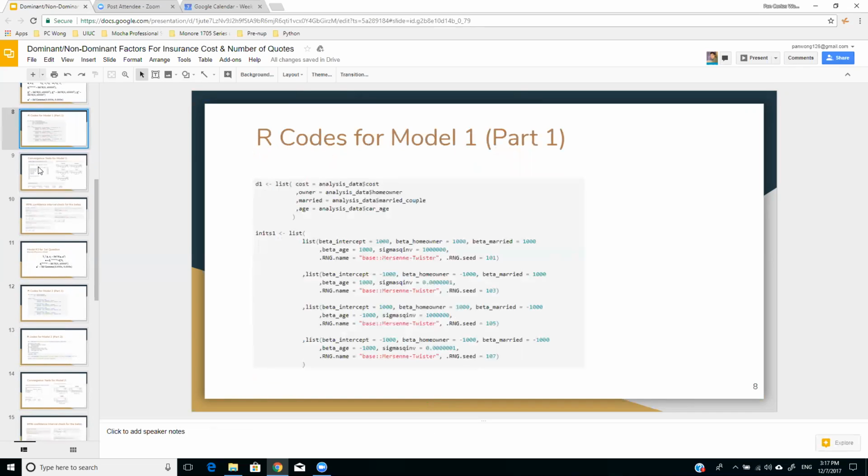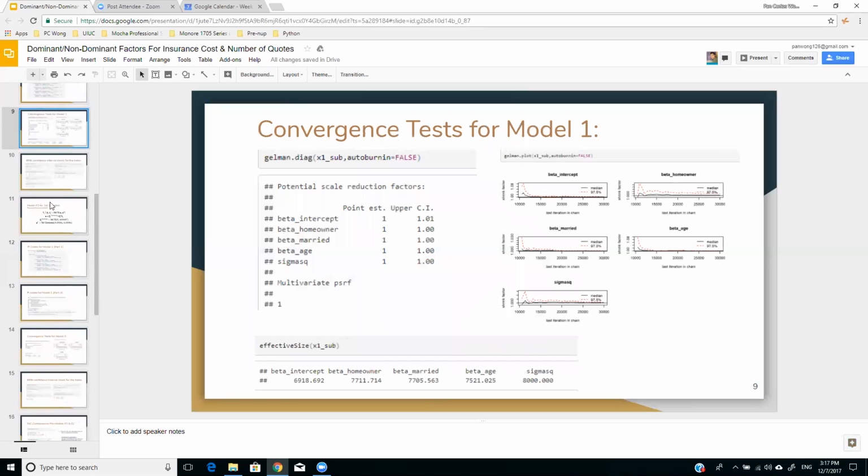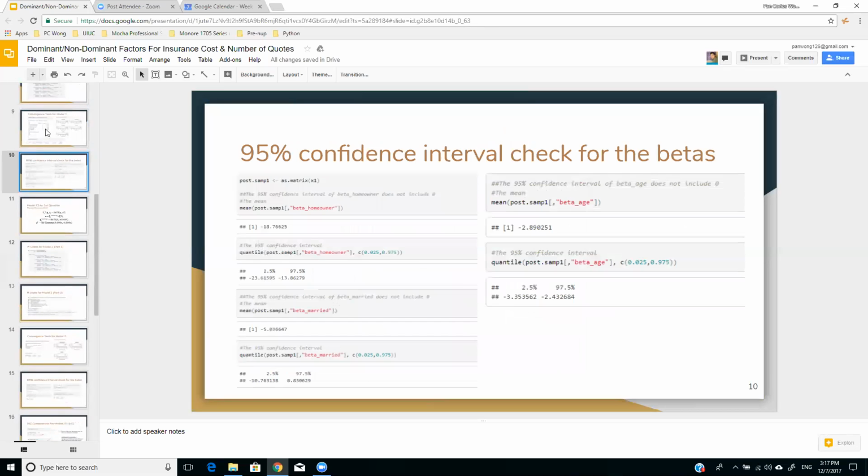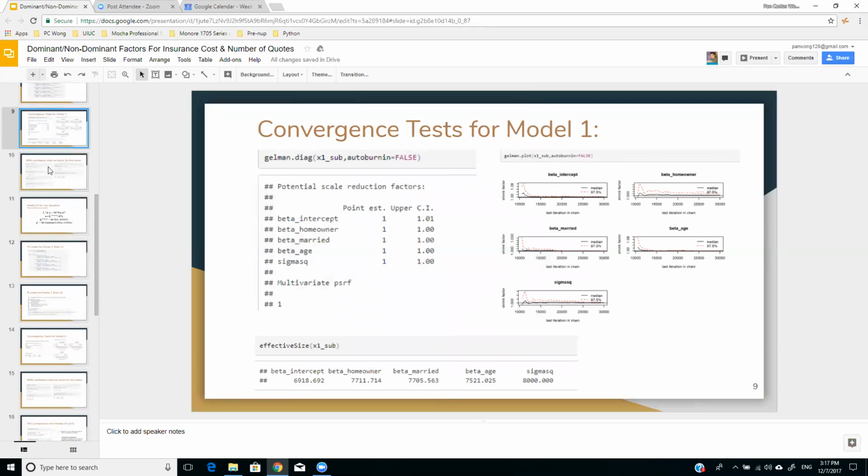Next, we initialized the model by using 4 chains and using very extreme values for all the betas and the inverse of sigma squared. So next we ran the convergence test for model number 1. We have the Gelman-Rubin diagnostic, which is less than 1.1, which means there are no convergence issues with the model. And then we ran the effective sizes of the model, and we checked the plots, and they all seem to converge.